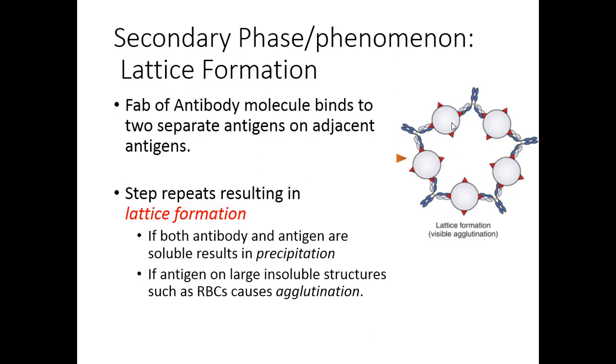We repeat this step with more and more antibodies binding to more and more adjacent epitopes, and we get that lattice formation. Remember, if both the antibody and the antigen are soluble, we call that test reaction precipitation. Still lattice formation, but we call it precipitation. The binding of soluble antigen and soluble antibody results in an insoluble precipitant we can see. If the antigen is on large insoluble structures like red blood cells or even latex beads, bacteria, this process of lattice formation is called agglutination.